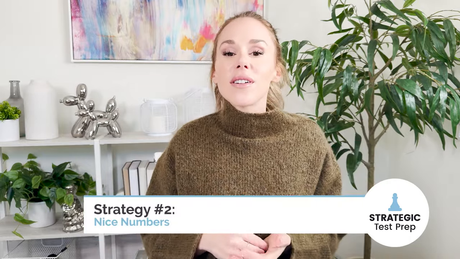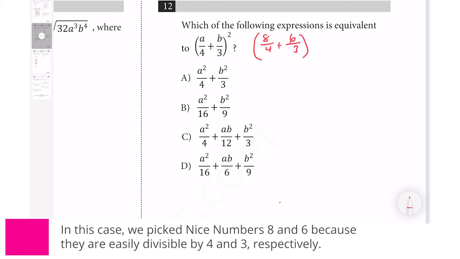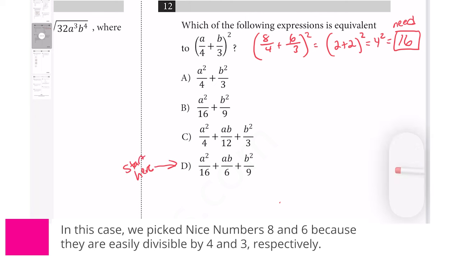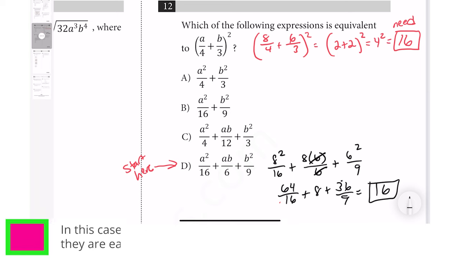All right, strategy number two is nice numbers. Nice numbers is when you have those abstract, confusing math questions with all the variables in them. So what you can do instead is take a number for the variable. I would recommend using the number two because it's very easy to work with. Don't use zero or one because they do funky things, but put two in for the variable into the problem and see what you get. Then take that same number two, put it into the answer choices for the variable until you get the same number. It's much easier to approach it this way, working with real numbers instead of abstract variables.